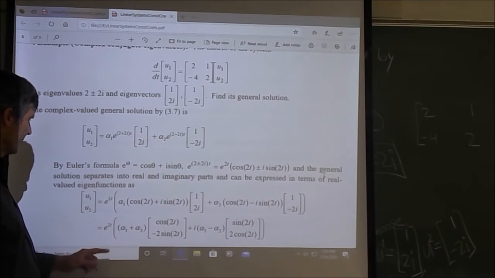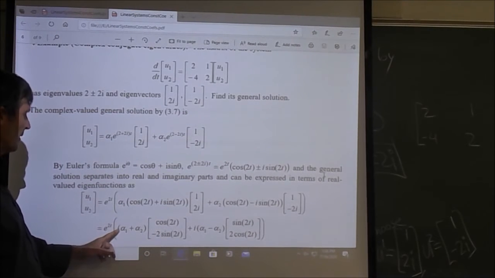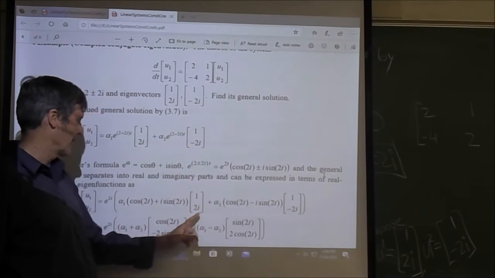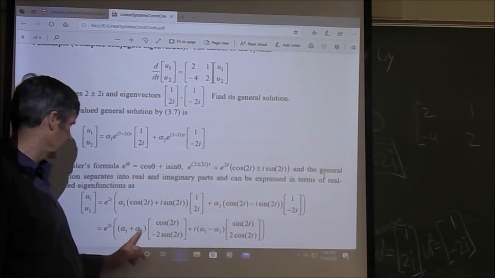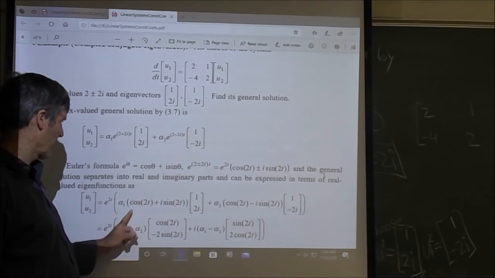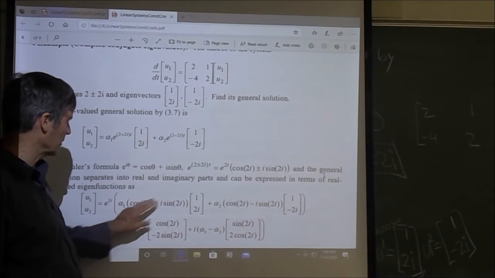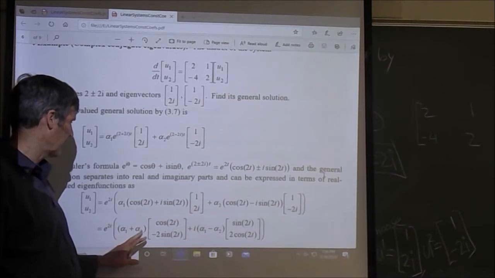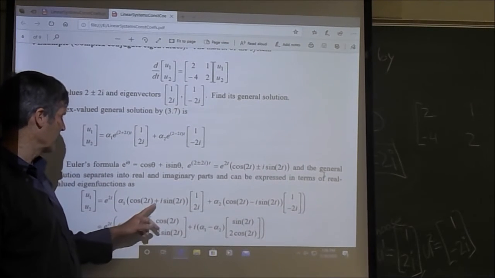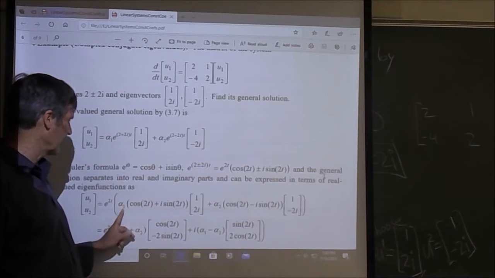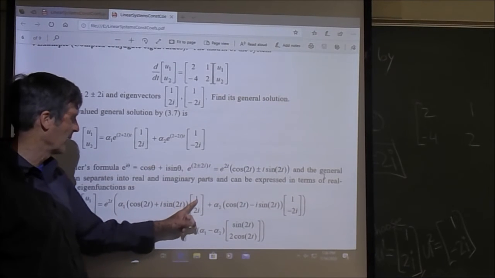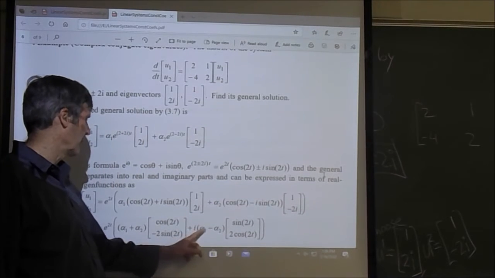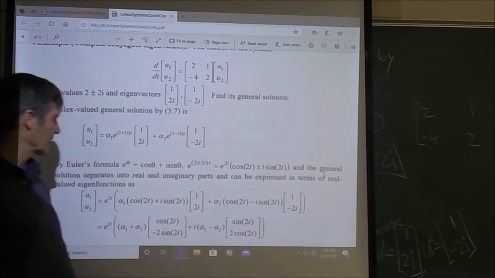If I break this into real parts and imaginary parts, I'll take alpha 1 multiplies cosine, and alpha 2 multiplies cosine. Let's see. The real parts are, if I take cosine times 1 and cosine times 1 here, I've got alpha 1 plus alpha 2 times cosine. And then the imaginary parts, the part with i, is I've got alpha 1 sine times 1, and alpha 2 times minus i times 1. So it's alpha 1 minus alpha 2 times sine for the first component.